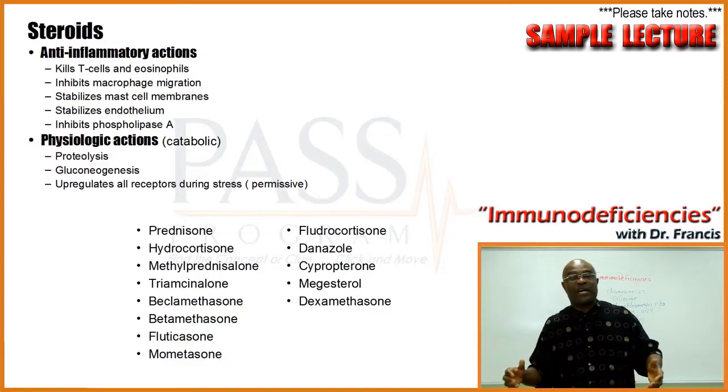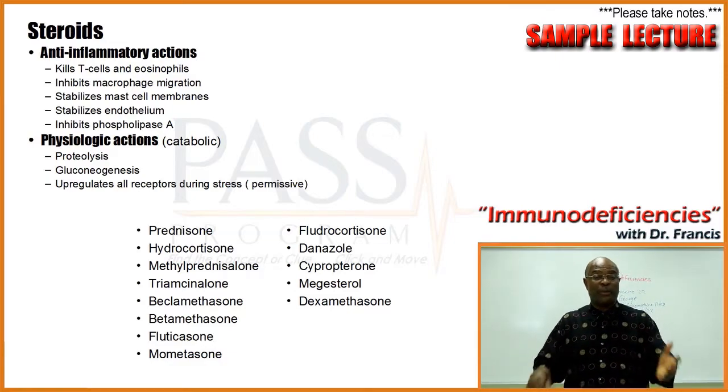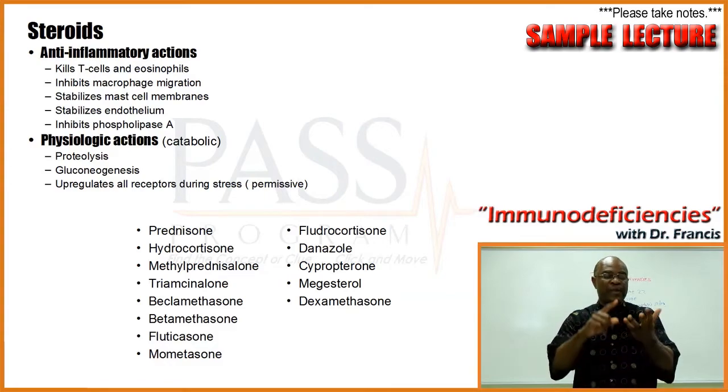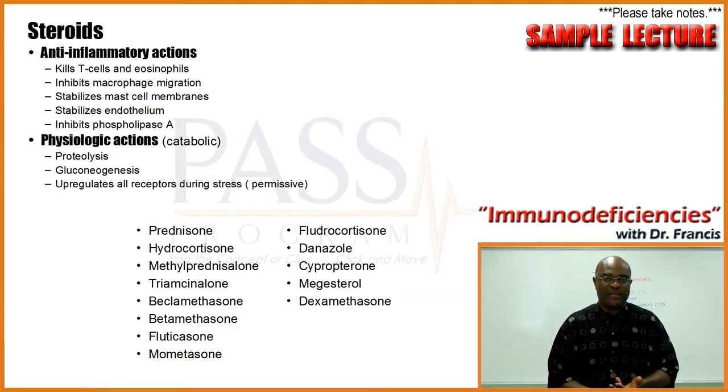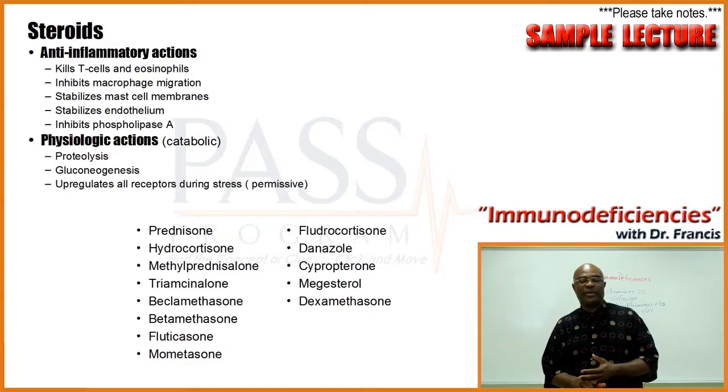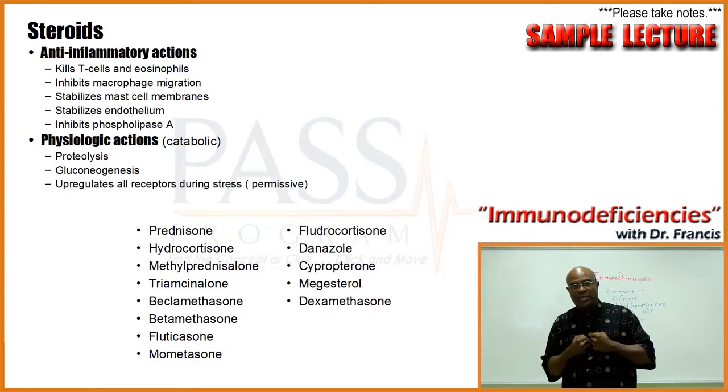So what's the most common cause of adrenal insufficiency in children? Remember, 21 hydroxylase deficiency, followed by 11 hydroxylase deficiency. What's the most common cause of adrenal insufficiency in adults? Remember, abrupt withdrawal of steroids.